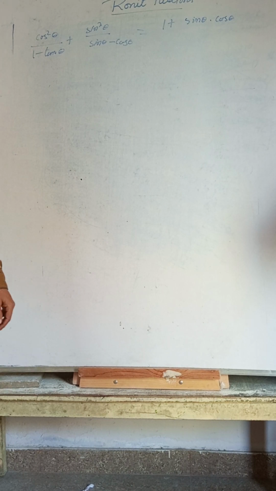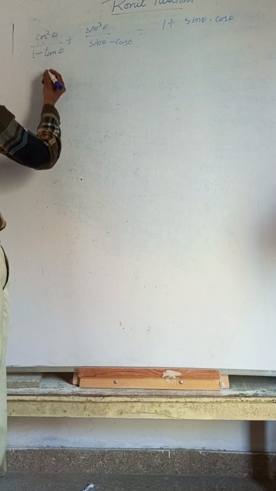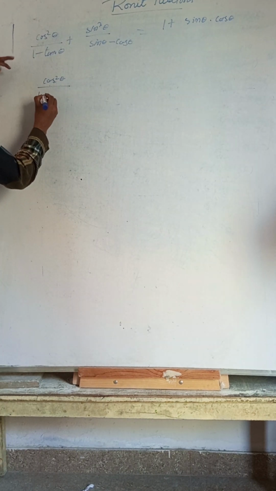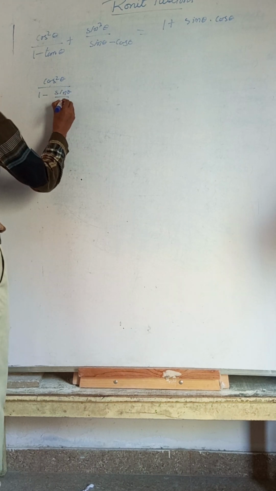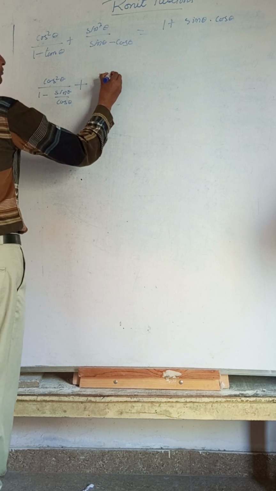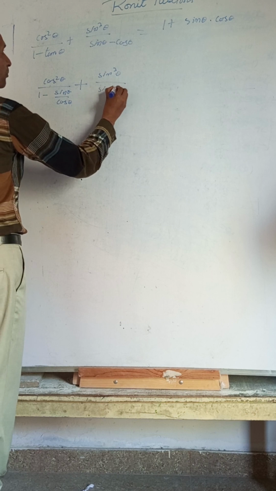Our same rule, we have to first change into sin and cos. Changing into sin and cos, cos square theta by 1 minus tan theta, where tan theta we can write as sin theta by cos theta. Plus is there, plus kept. Sin cube theta by sin theta minus cos theta, same as it is.